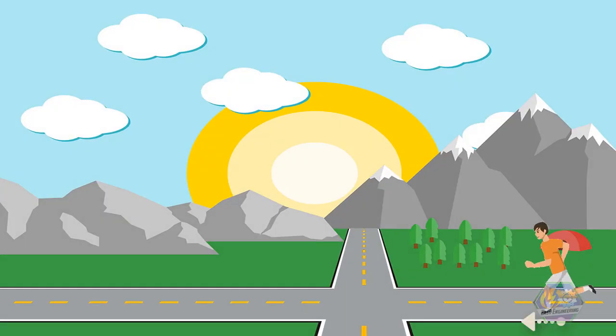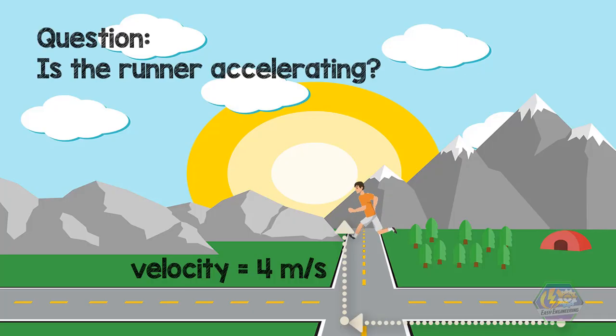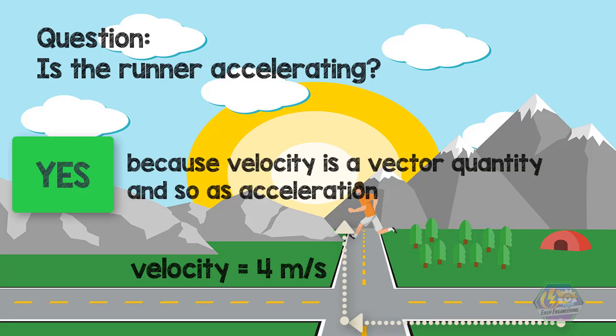What if the runner is running at 4 meters per second and then turns right and continues to run at the same speed? The question is, is he accelerating? The answer is yes. Bear in mind that velocity is a vector quantity, so is acceleration. That means a change in direction is also a change in velocity. Although the speed of the runner is the same, changing the direction means changing the velocity, which results to acceleration. Finally, let us try to calculate acceleration.